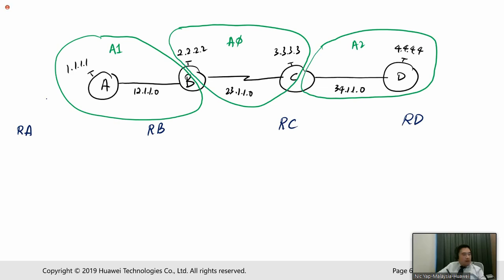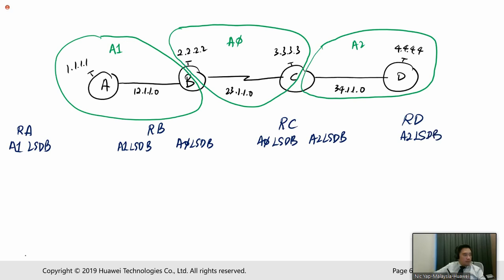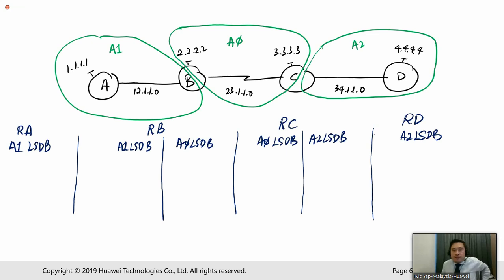Okay, I have A, B, C. Router A, you should have an area 1 LSDB. Router B, you have an area 1 LSDB and also an area 0 LSDB. Router C, same: I have an area 0 LSDB and an area 2 LSDB. Router D, you have an area 2 LSDB. Okay, this is all the database that you should have in the different areas. Now I will fill in the information. Let me show you that there are different LSAs. I'm using different colors. Okay, this is LSA 1.